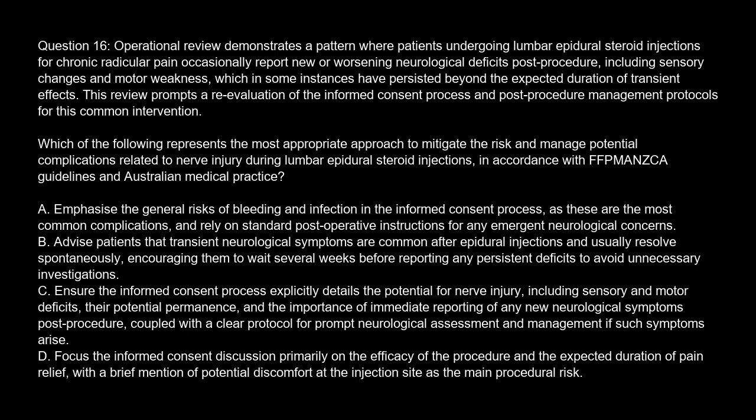Option C. Ensure the informed consent process explicitly details the potential for nerve injury, including sensory and motor deficits, their potential permanence, and the importance of immediate reporting of any new neurological symptoms post-procedure, coupled with a clear protocol for prompt neurological assessment and management if such symptoms arise. Option D. Focus the informed consent discussion primarily on the efficacy of the procedure and the expected duration of pain relief, with a brief mention of potential discomfort at the injection site as the main procedural risk.